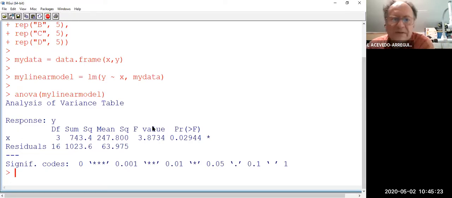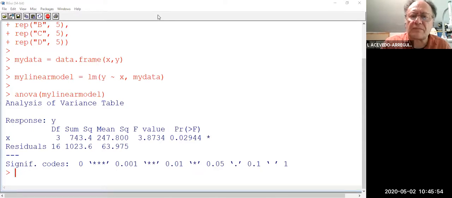The F value is just 3.8734, and the P value is 0.02944. So that P value, we're going to check. That usually is the P value corresponding to the 0.05 significance level. So we're going to check now to see whether we are correct or not. So let's continue with our work.